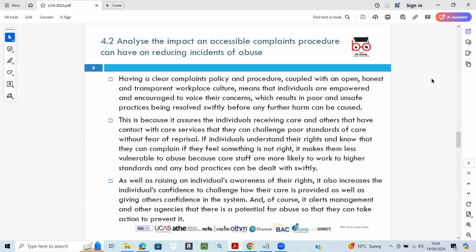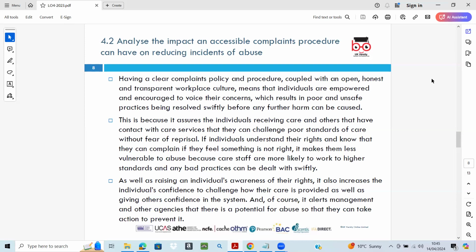It helps them identify and rectify potential abuse situations before they escalate. How does this proactive aspect of the complaint procedure contribute to a safer care environment, if we think about it? What it does is allow management to take timely corrective actions, not only addressing specific incidents, but also implementing systematic changes to prevent reoccurrence. This proactive approach is crucial for continuous improvement in care quality.